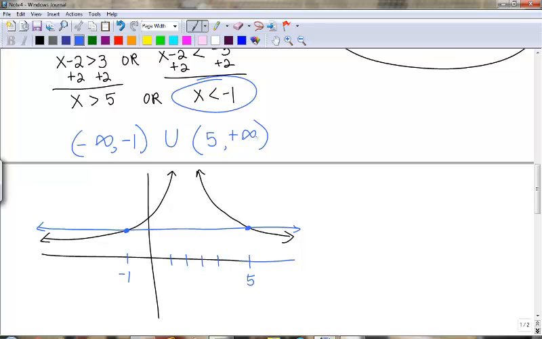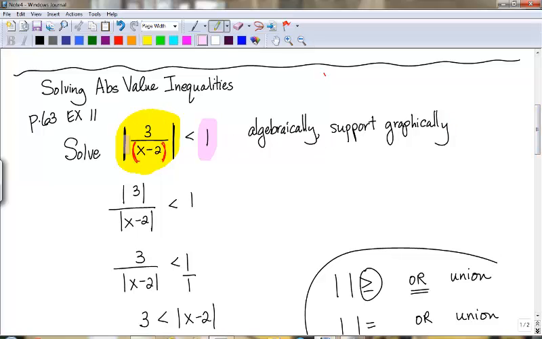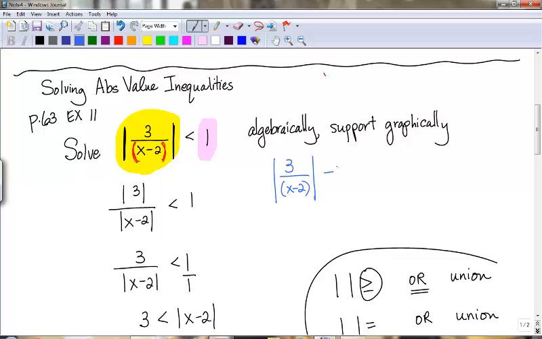The author may not graph it that way. The author may do this, and the final answer is actually this part down here. Where is it below the line y equals 1? Instead of graphing this in y sub 1 and this in y sub 2, the author is probably going to subtract 1. So the author is probably going to do 3 divided by x minus 2, absolute value of that, subtract 1 is less than 0.